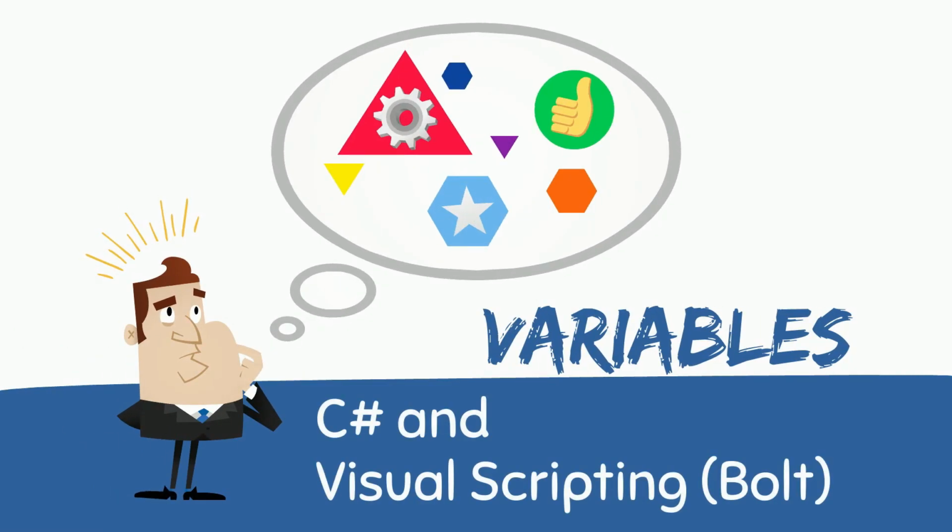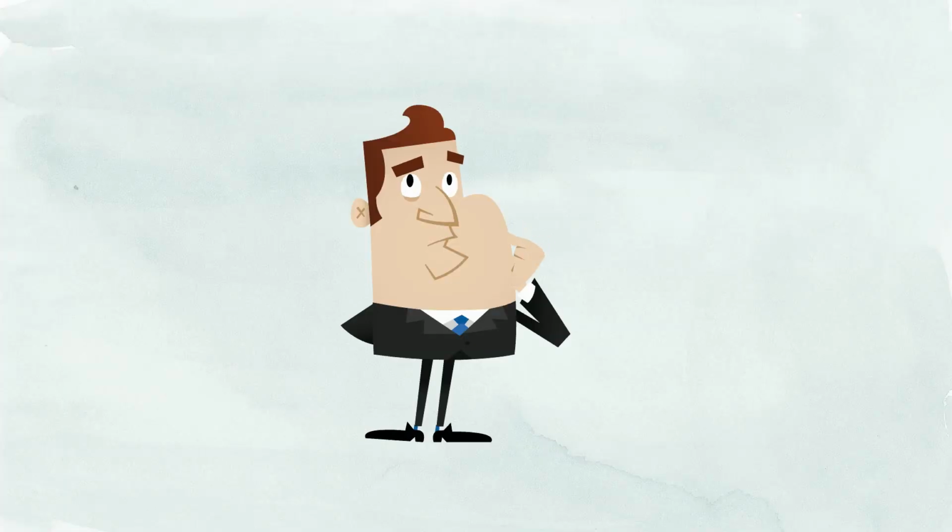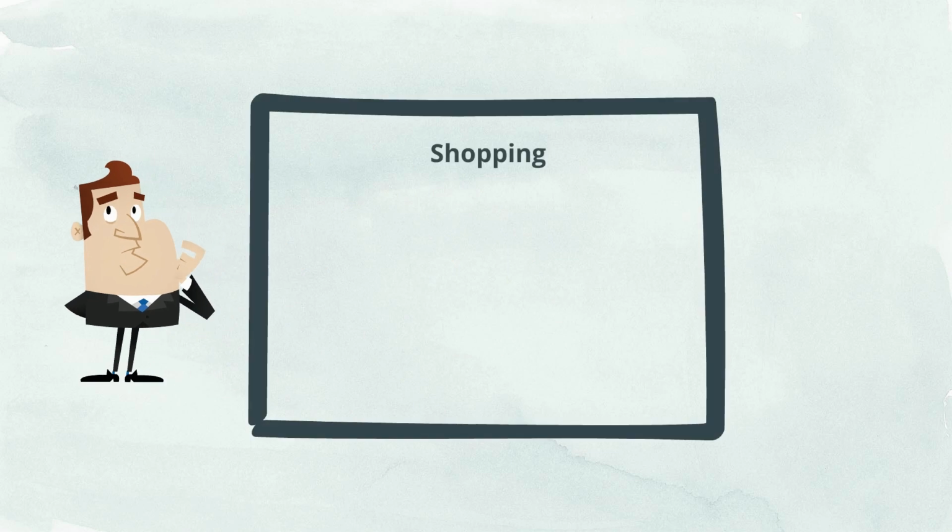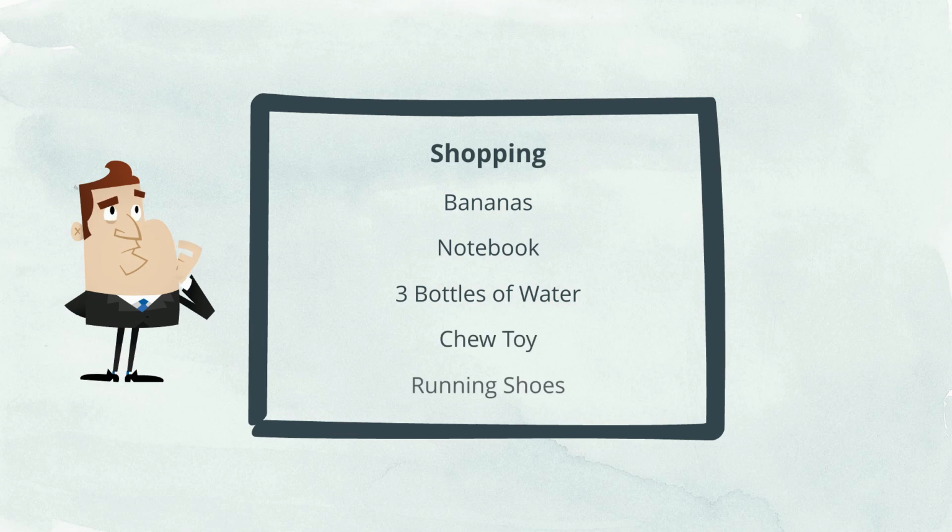Let's take a look at what variables are and why we need them for scripting. Before we get technical, let's think about what we need when we go shopping. If you don't want to forget anything, we make a shopping list. Here we have bananas, a notebook, a few bottles of water, a chew toy for your dog, and new running shoes. Because your dog used your old ones as a chew toy.